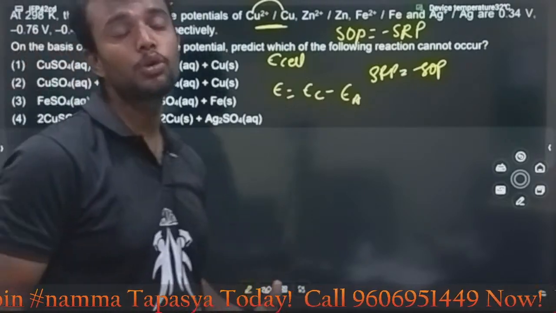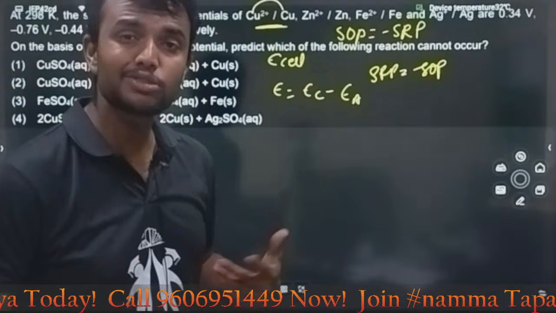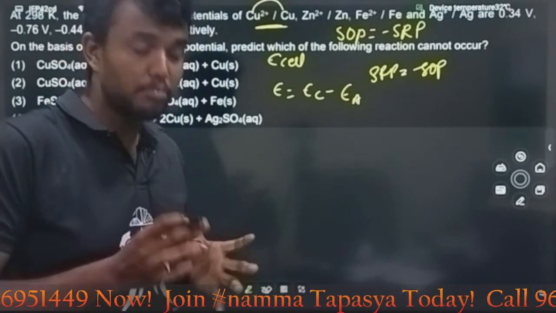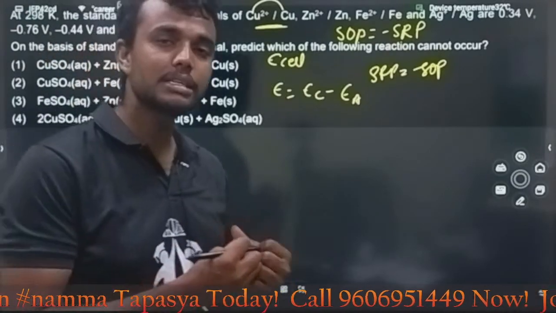What happens in the cathode and anode? Cathode, reduction; anode, oxidation. It is common. Oxidation at the anode, what will happen? Oxidation means oxidation number increases. Cathode is reduction, which means oxidation number decreases.